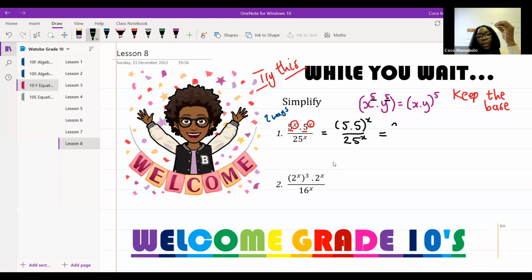So I'm going to end up with 25 to the power of x divided by 25 to the power of x. And look at that. We get back to the same thing. Anything divided by itself is going to equal to 1. Ta-da! Maths is amazing. We're doing incredible, amazing things.